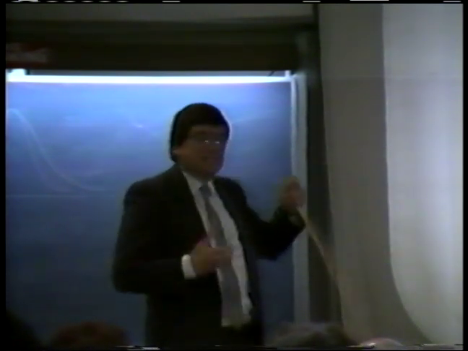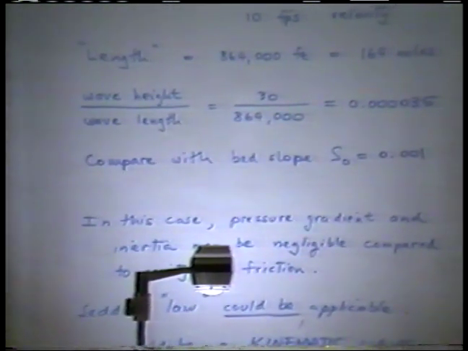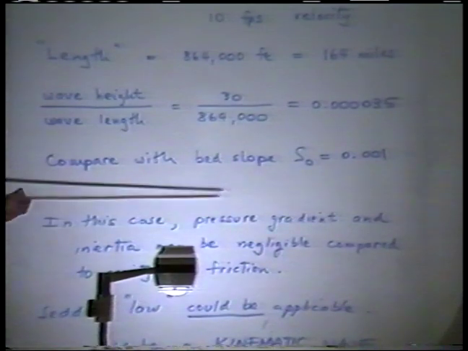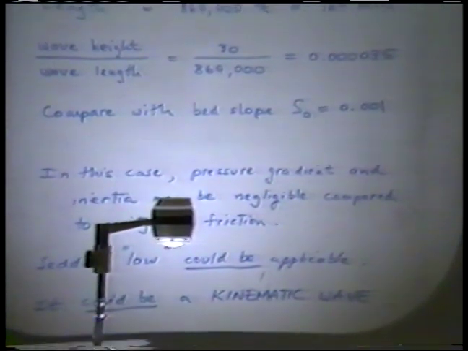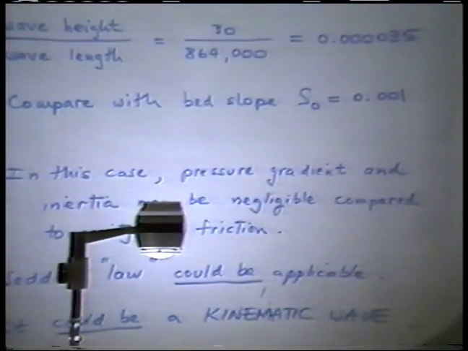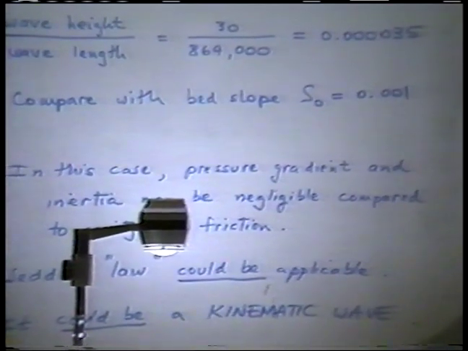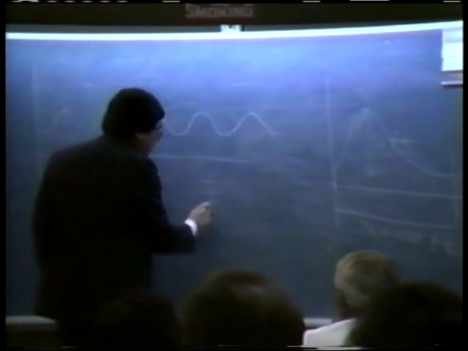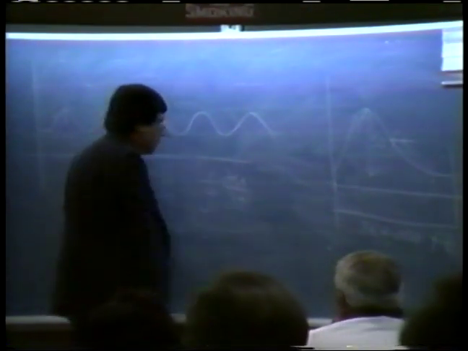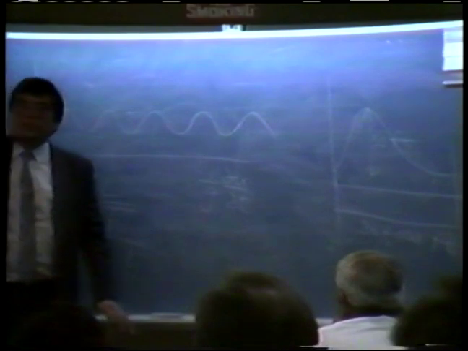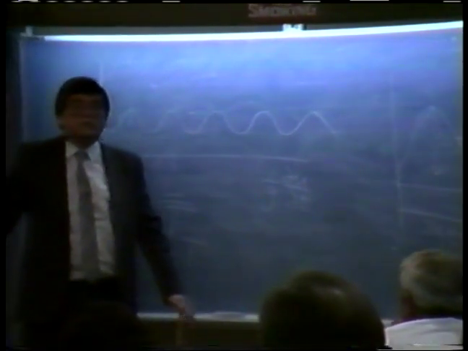Therefore, here's where the concept of the Seddon law comes into being. And it is that in this case, because we have such a massive wave, the pressure gradient and the inertia may indeed be negligible as compared to gravity and friction. Because the inertia term is 1 over g du dt, in its simplest form.